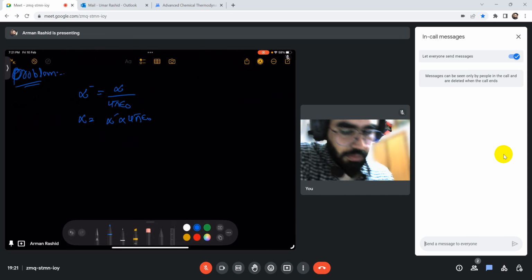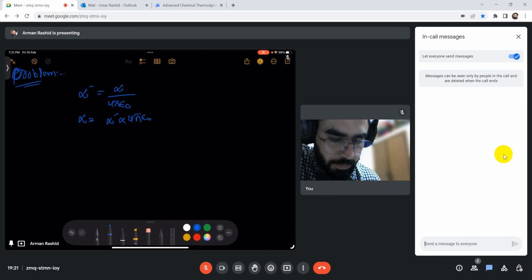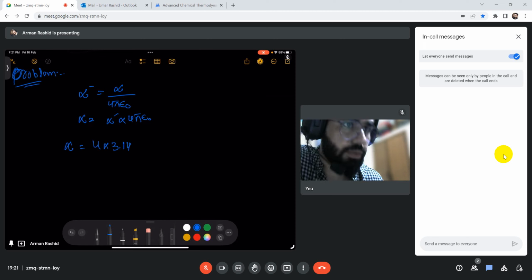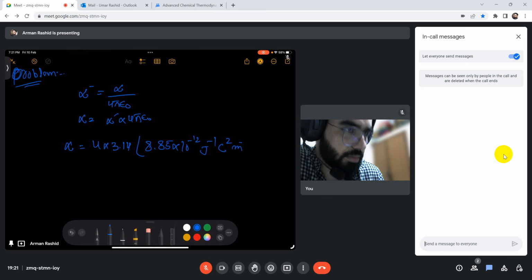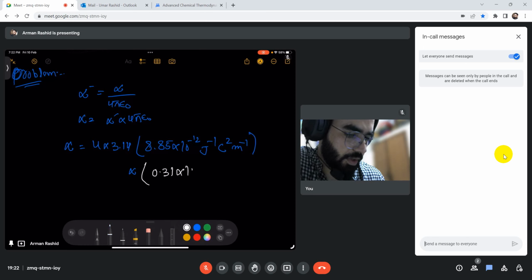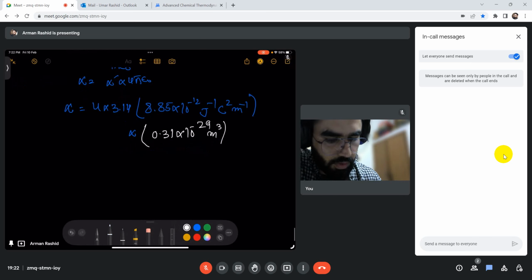Okay, so now we'll determine the polarizability from the polarizability volume. It is 4π multiplied by 4.14. Now the permittivity is 8.85 × 10^-12 per joule coulomb square per meter. This is the value of epsilon multiplied by the given quantity, the polarizability volume. From this we can determine the polarizability.